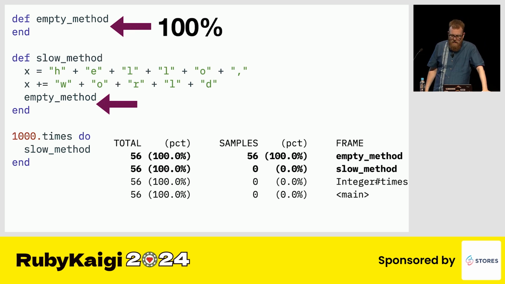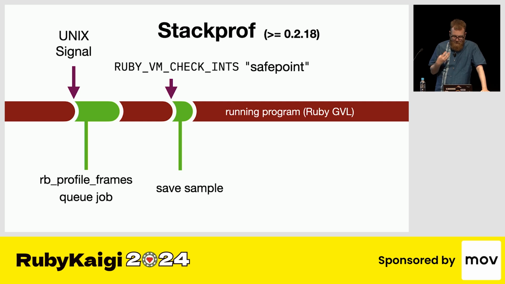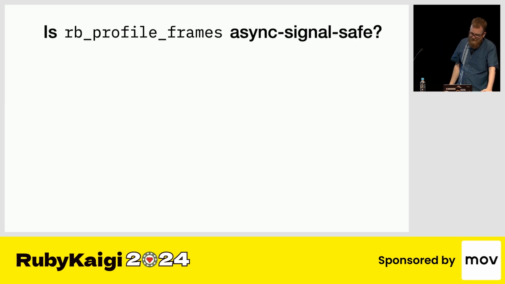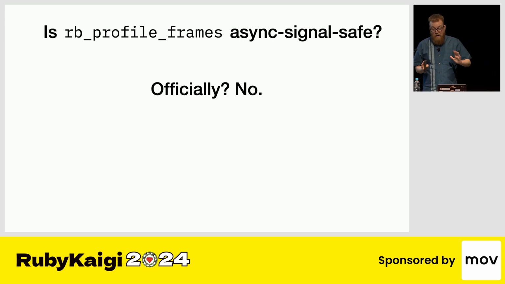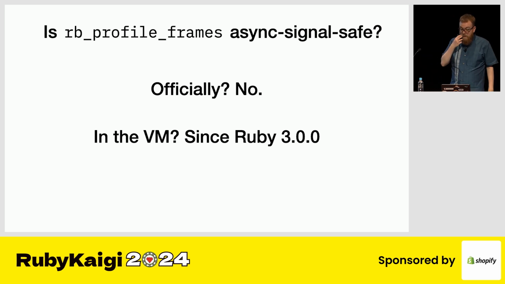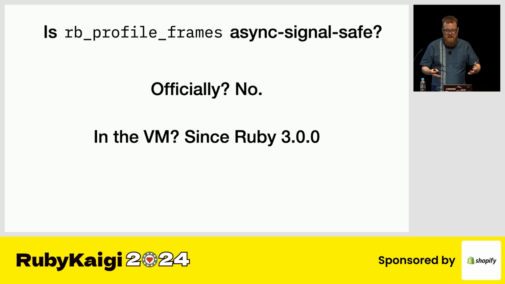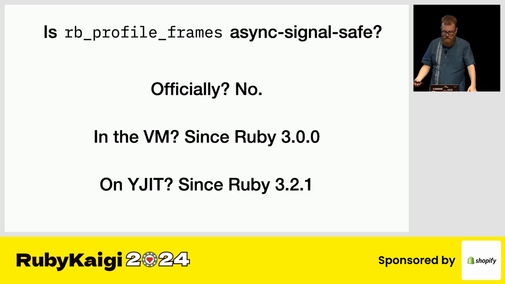So a couple years back, I fixed this in StackProf with something that could be considered a hack, which is that we moved RB profile frames from that check-in safe point into the signal handler. And the problem with this is that RB profile frames is not officially async signal safe. However, in the Ruby virtual machine, in practice, it has been safe since Ruby 3.0. A change was made so that the stack's updated atomically. I don't know if it was done intentionally, but it's nice that it was. And in YJIT, it's been safe to do since Ruby 3.2.